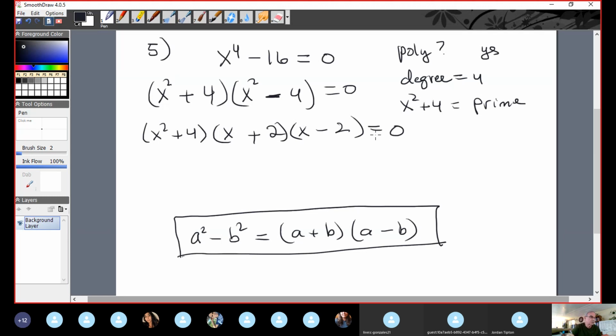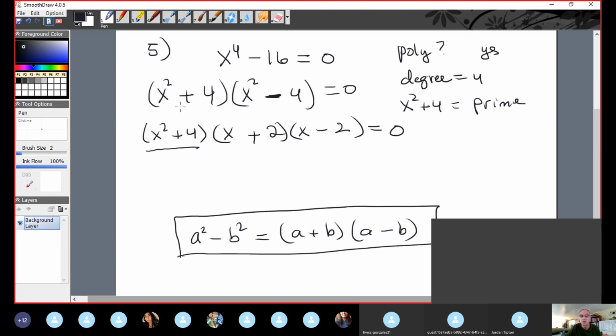Everyone understand the factorization? Yeah, I finish. I cannot continue because this expression is prime, it is impossible. Break it down. When it's minus, yes. When it's plus, no.